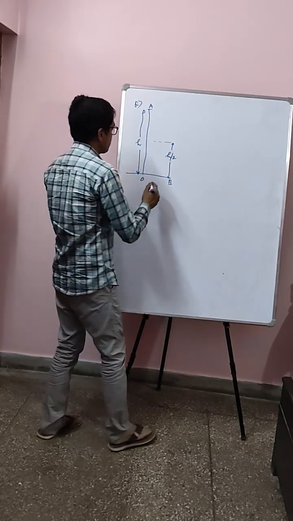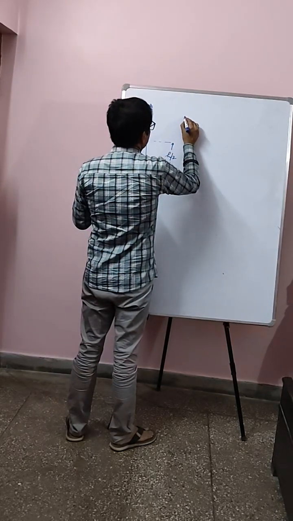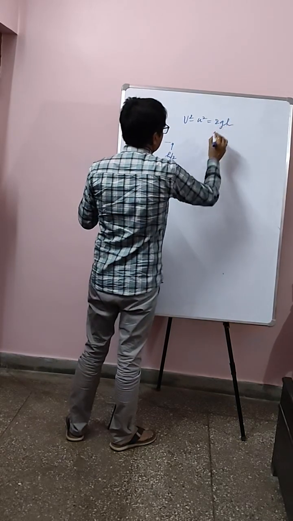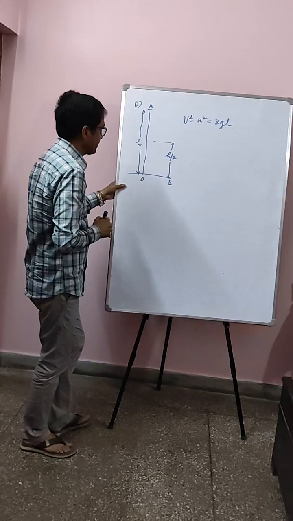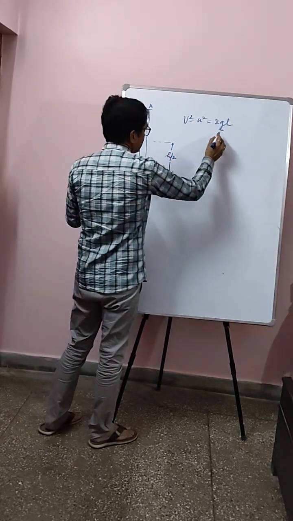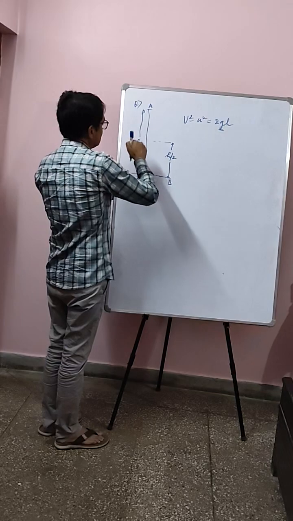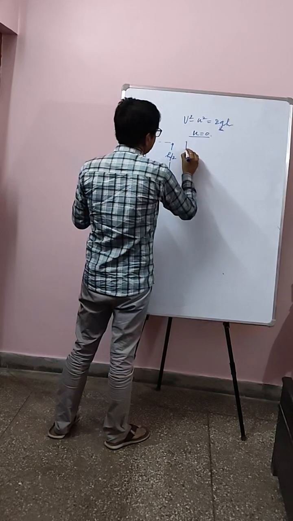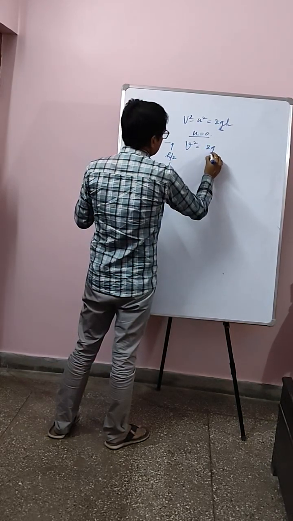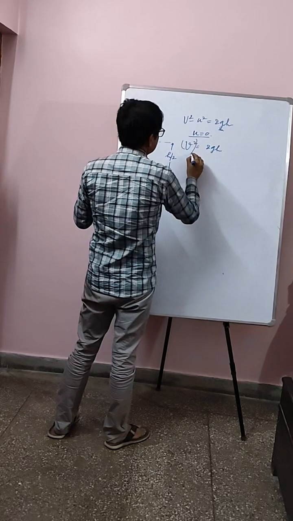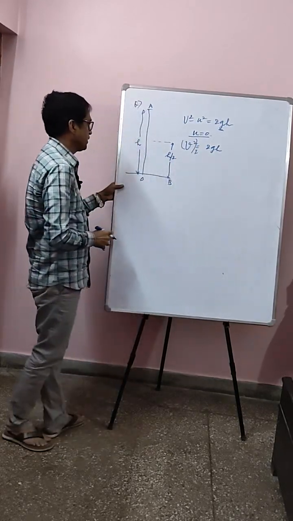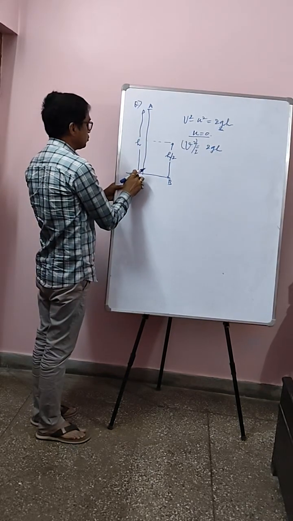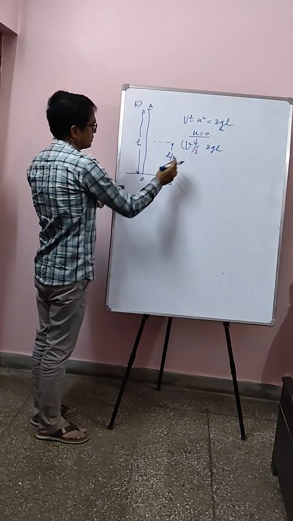So what is the equation? We have v square minus u square equals twice g h. Acceleration due to gravity is acting, so for acceleration we have taken g. What is the initial velocity? Initial velocity u equals 0. So what we get is v square equals 2gh. This is for case 1. So when the ball falls from height h and collides with the ground, the velocity squared is 2gh.